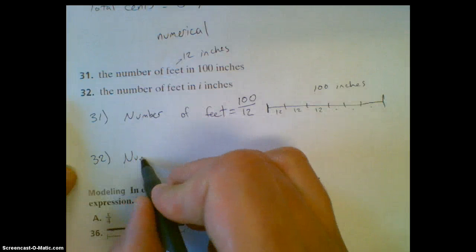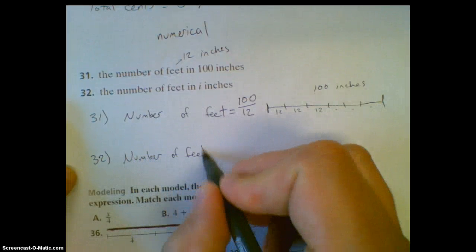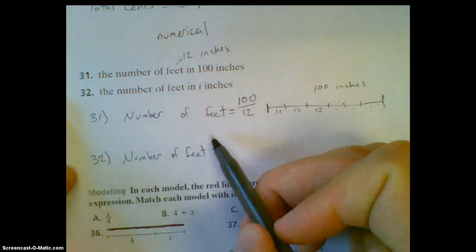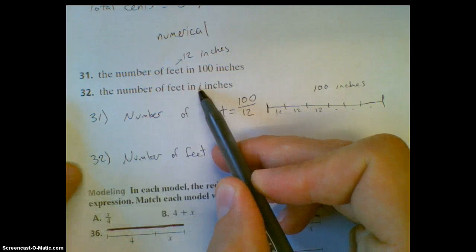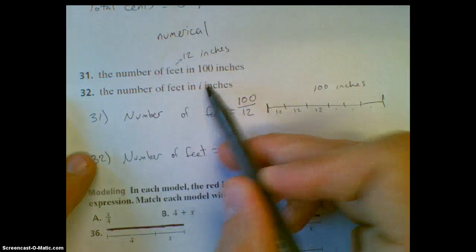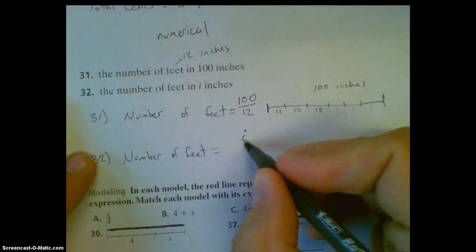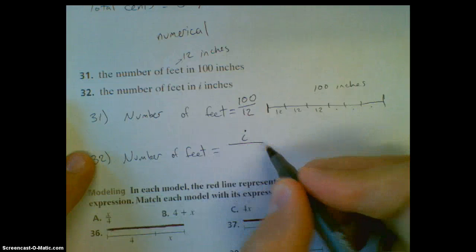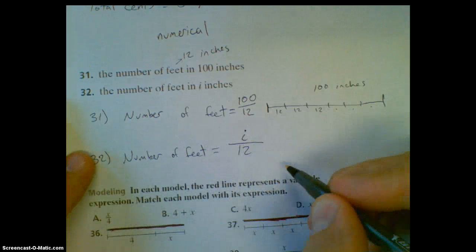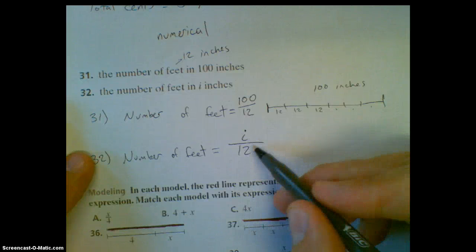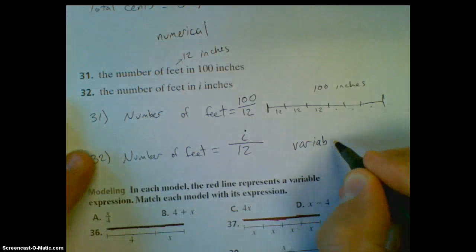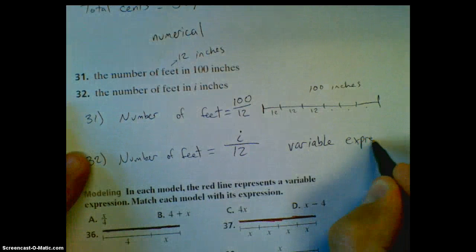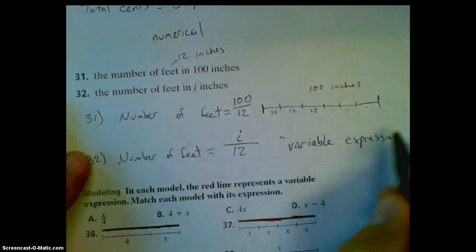32 is very similar. My number of feet equals what? Well, I know there's still 12 inches in a foot, but I don't know how many inches I have. It could be 100 inches, it could be 1,000 inches, it could be 1 inch. I don't know. So an unknown, a variable number of inches divided by 12. Every 12 inches, I've got a foot, just like in the answer above. So this is my variable expression because there's a variable in it.